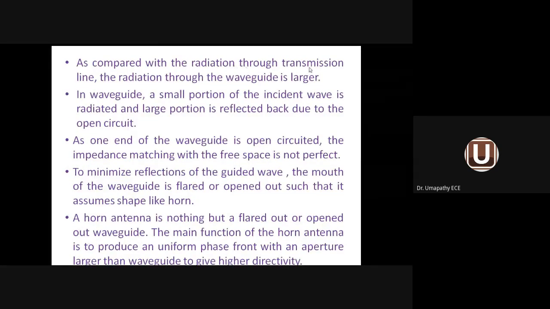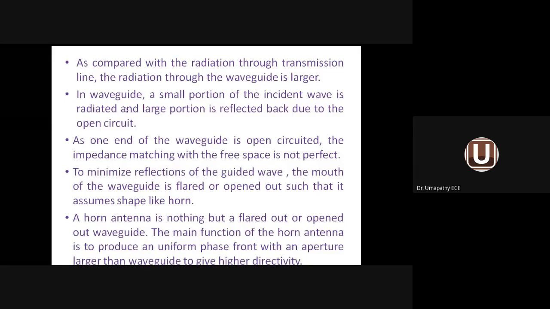As compared with the radiation through a transmission line, the radiation through a waveguide is very large. So I will not go for a general transmission line as far as antenna is concerned. Normally I go for a waveguide, because you know the important difference between transmission line and waveguide. A transmission line is used for lower frequency. A waveguide is meant for high frequency. Antennas are meant for high frequency. When antennas are used for high frequency, definitely they will use a waveguide rather than a transmission line.